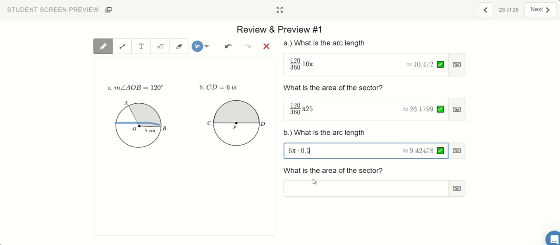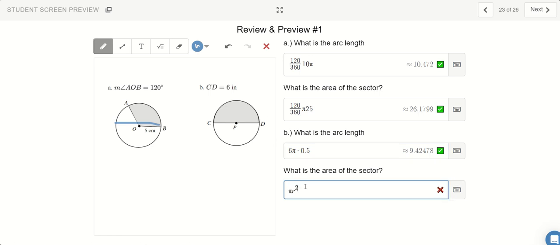All right, and here the whole thing would be pi r squared. Again, if the whole thing is 6, this must be 3, because 3 and 3 make the whole diameter 6. So it would be pi 3 squared, or pi 9. And I don't want the entire thing, I just want half of it.